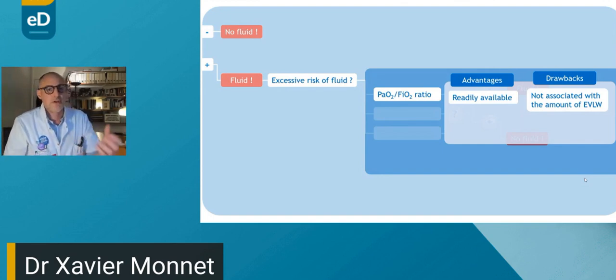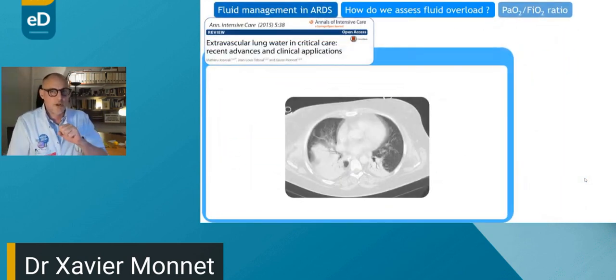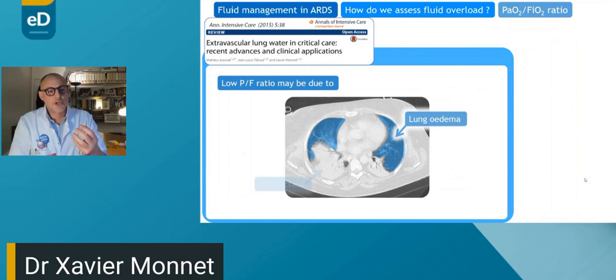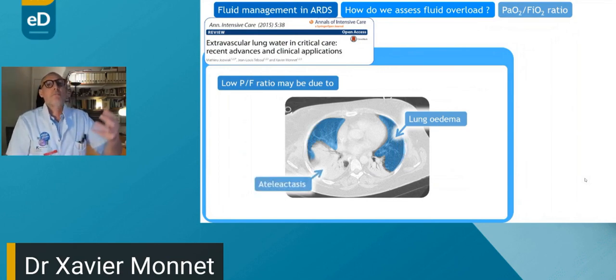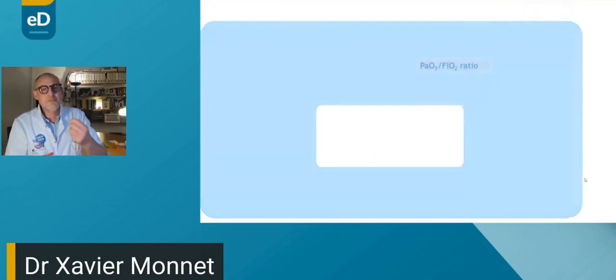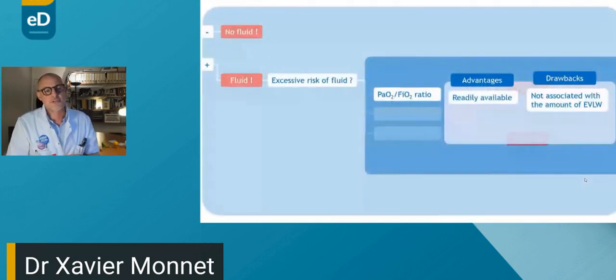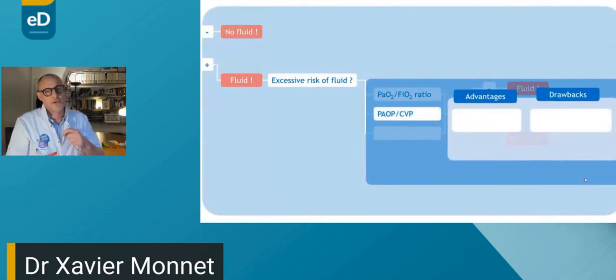It's readily available. Nevertheless, the PF ratio is not directly associated with lung edema. I mean that the PF ratio is also related to some other lung injuries, like, for instance, atelectasis. In a patient with a low PF ratio, I don't really know the volume of lung edema, and so it might not be precise enough for assessing the risk of fluid administration.